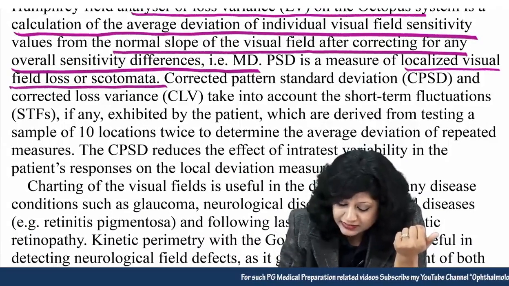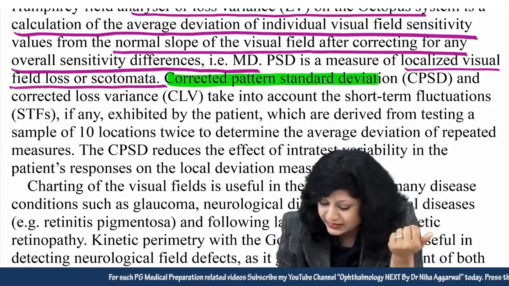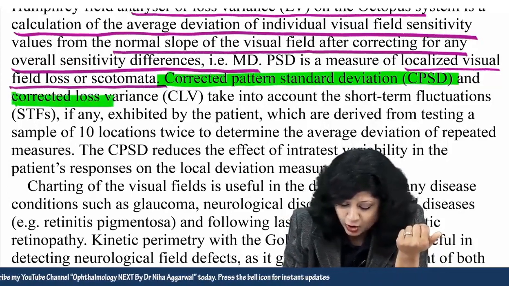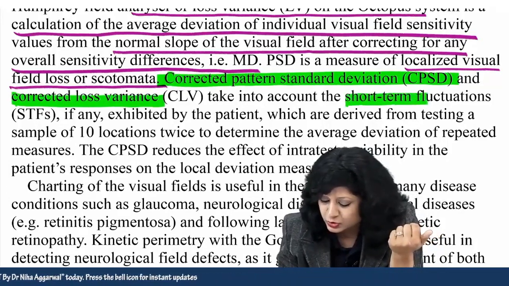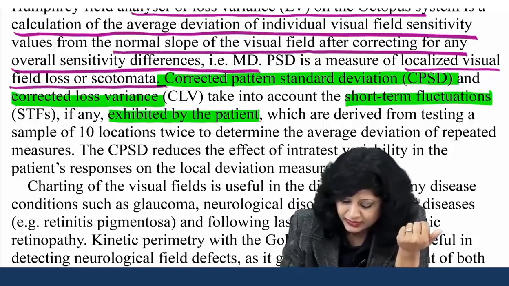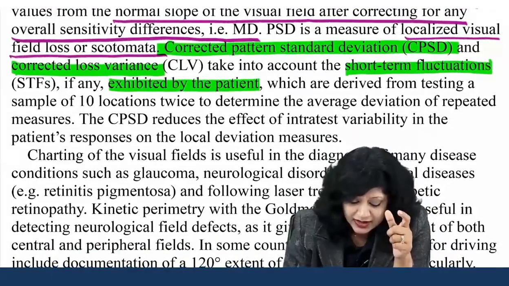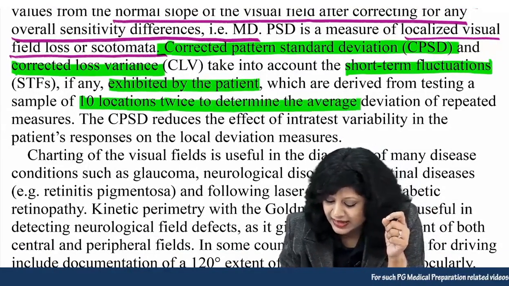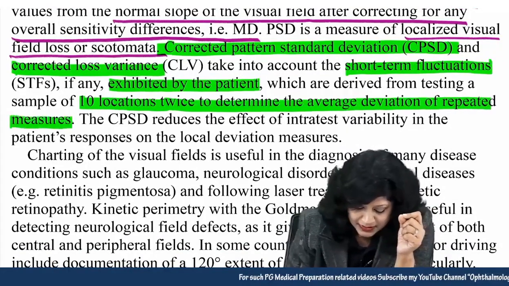Now another thing is your corrected pattern standard deviation. This corrected pattern standard deviation and the corrected loss variance take into account the short-term fluctuations which can be exhibited by the patient, and these are actually derived when you have at least 10 locations tested twice to determine the average deviation of repeated measures.